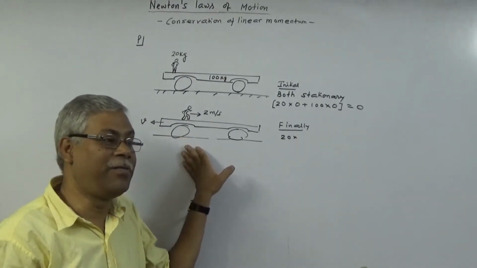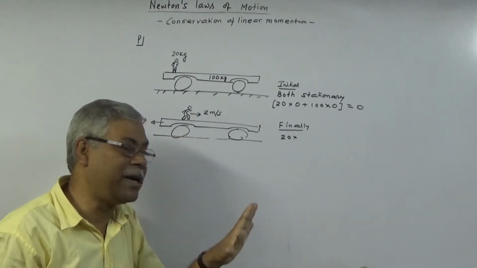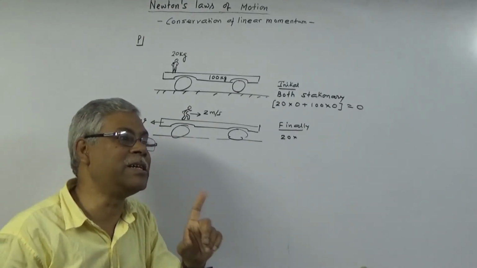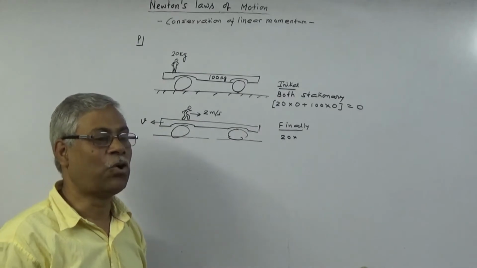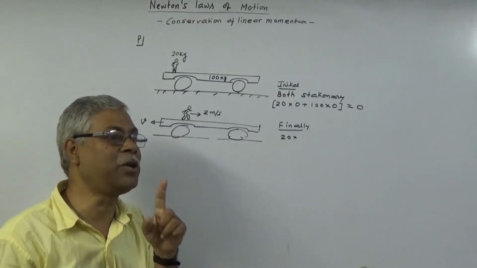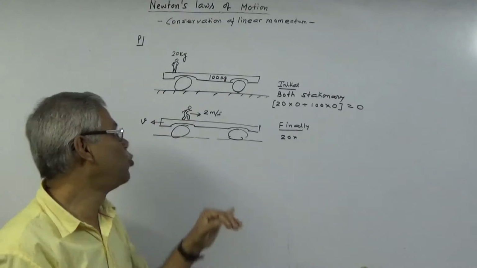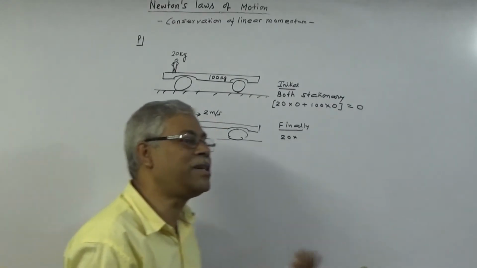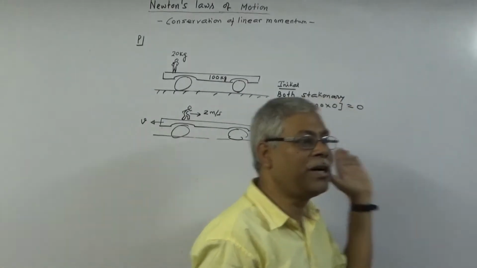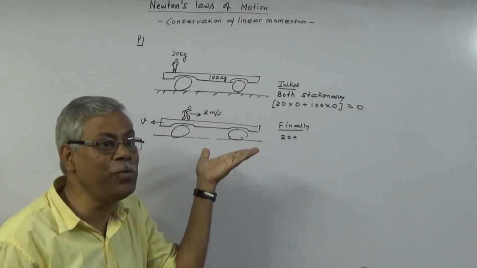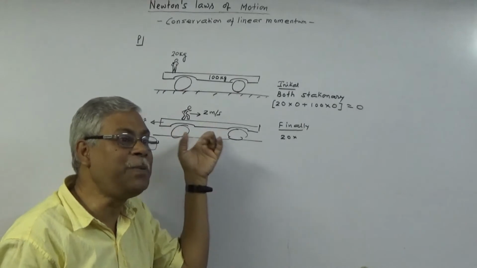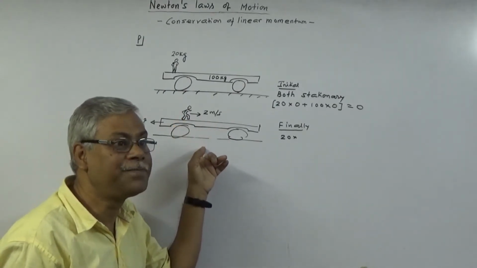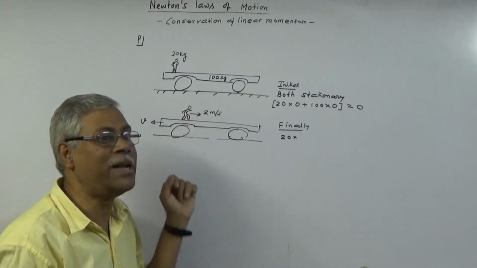Whenever you apply conservation of momentum, this is a very important point: all the velocities must be taken with respect to ground. 2 meter per second is the speed of the boy, as I have explained, when he walks at 2 meter per second. On the platform also he is walking at 2 meter per second, so this is the speed with respect to the trolley. What is the speed with respect to the ground? It is 2 minus v.